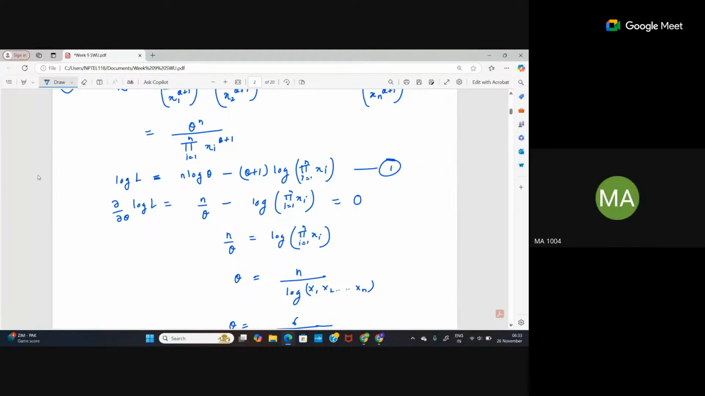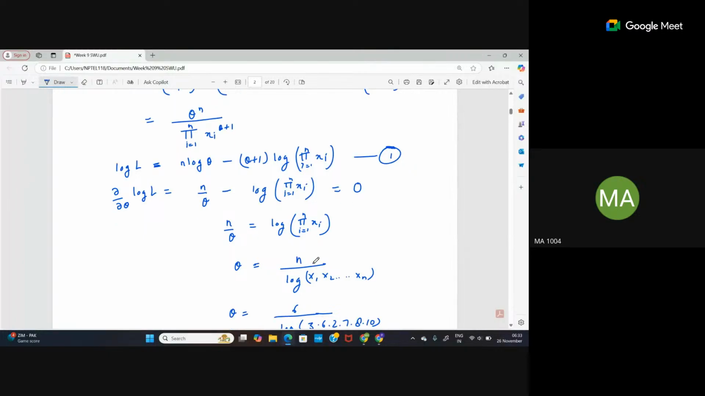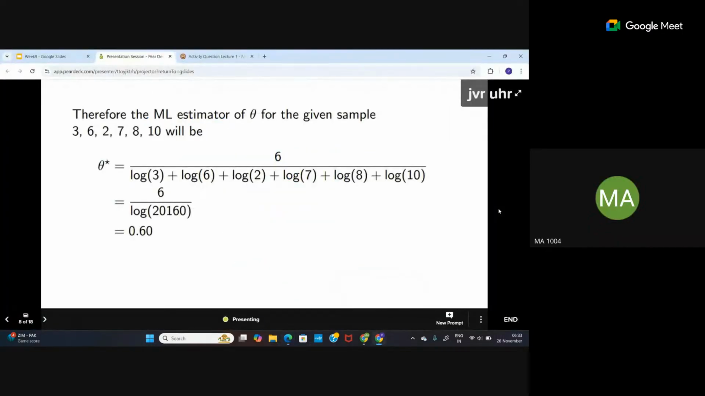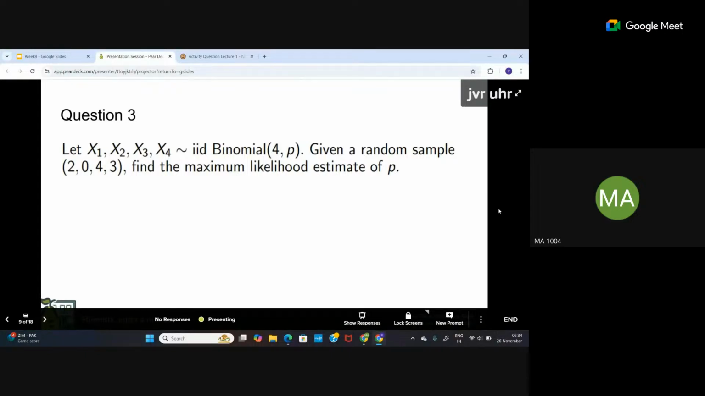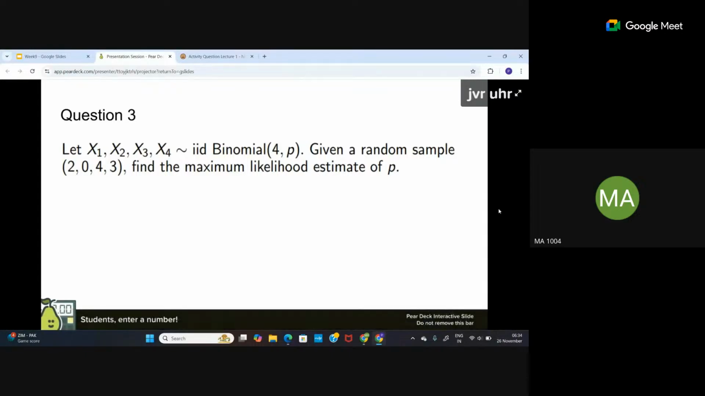Any doubt in this question? Any question? No, ma'am. Okay, so question number 3. Here we have 4 random variables x1, x2, x3, x4, which follow IID binomial 4 comma p. So the value of n here is 4. Given a random sample 2, 0, 4, 3, find the maximum likelihood estimate of p.